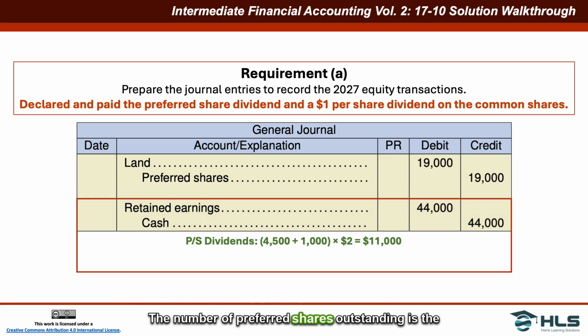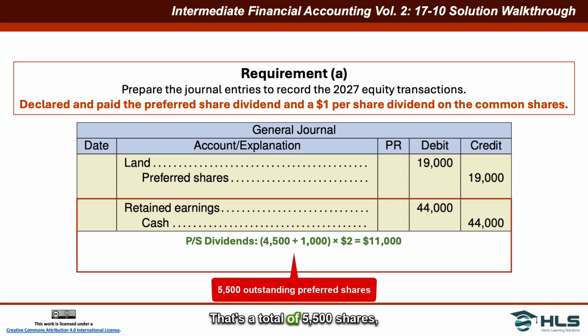The number of preferred shares outstanding is the original beginning balance of 4,500 plus an additional 1,000 shares from the previous transaction in the exchange for land. That's a total of 5,500 shares, and the preferred shares pay a $2 dividend, so that's a total of $11,000.